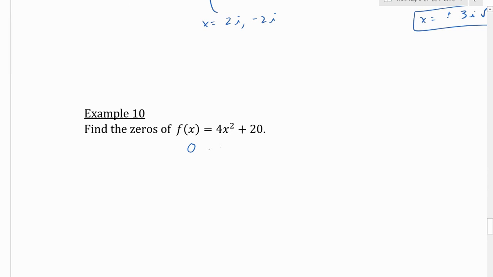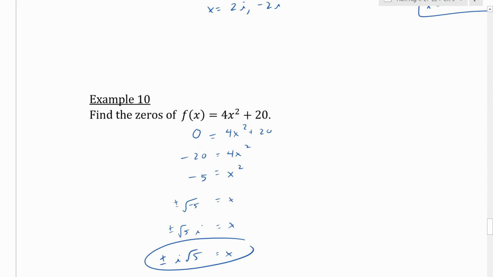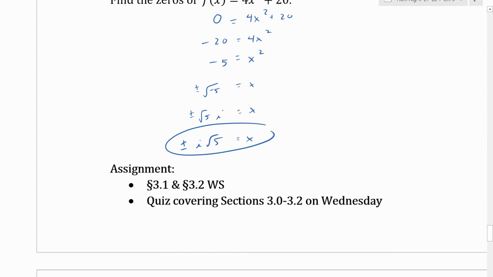If I want the zeros of this, then I'm trying to figure out what makes it 0. Plus or minus the square root of negative 5. But again, most of the time you'll see that i out front so that people don't lose the i up under the radical. And that's it.